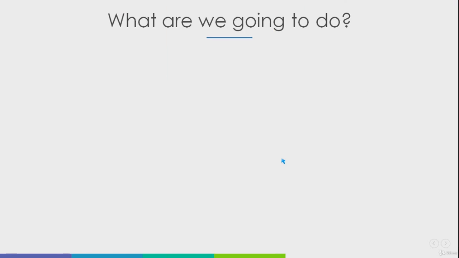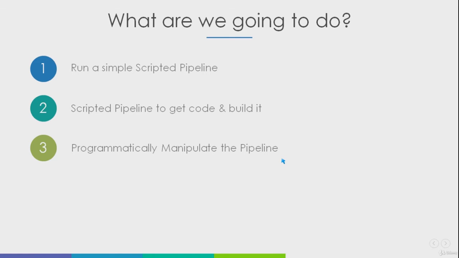We will try to do a few things in this video. First, we will run a simple scripted pipeline which will give us an understanding of how the scripted pipeline works. We will set up a few stages, each with its own echo command. Second, we will write a scripted pipeline which will get the latest code from a Git repository and will try to clean and invoke the test cases. And finally, package it as a jar.